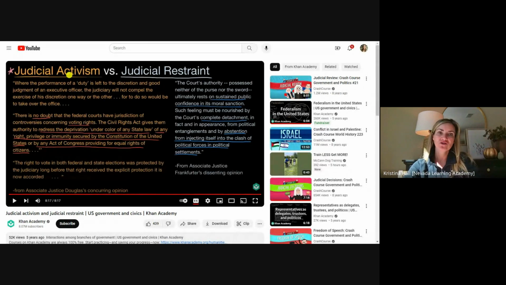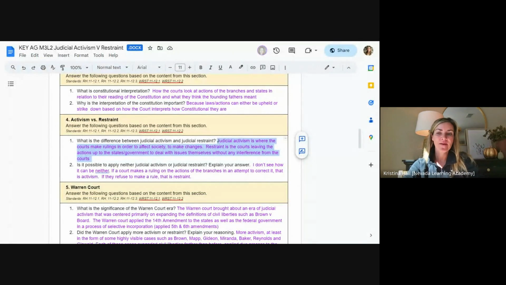Okay, let's go over the answers really quick and then we'll wrap up. What is the difference between judicial activism and judicial restraint? So I put this in the chat and I'll put it there again. Okay, so this is the first one. Judicial activism is where the courts make rulings in order to affect society to make changes. Restraint is the courts leaving the actions up to the state or the government to deal with, okay?